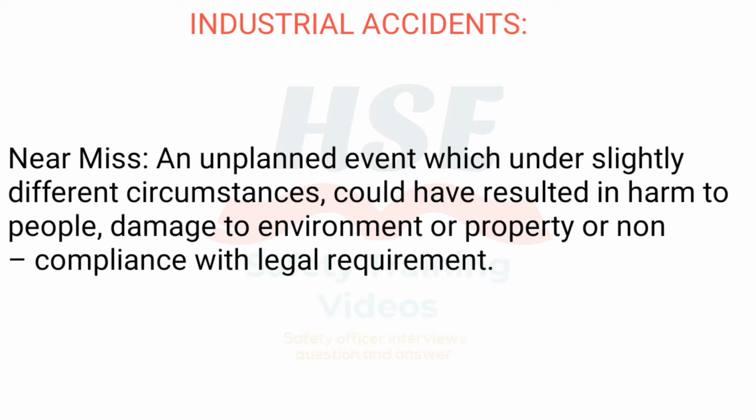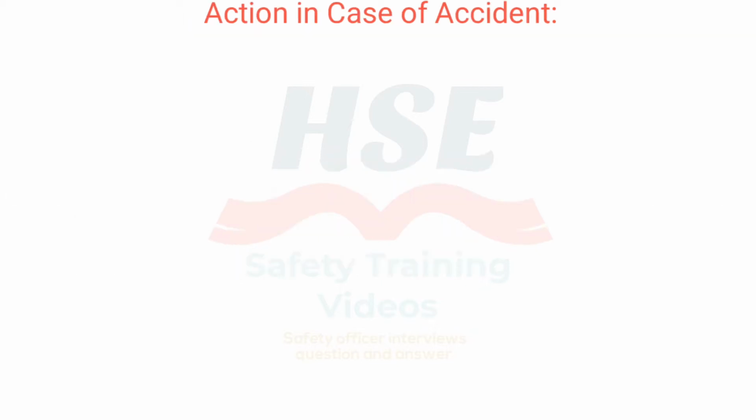Near miss: an unplanned event which under slightly different circumstances could have resulted in harm to people, damage to environment or property, or non-compliance with legal requirement. B. Action in case of accident.